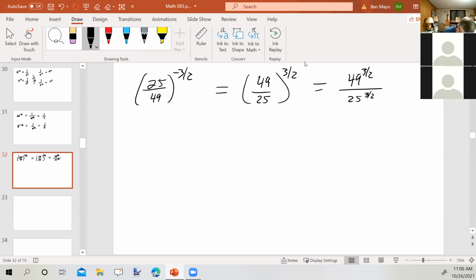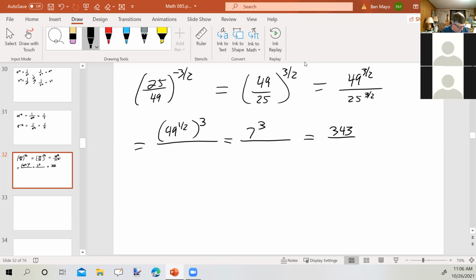Okay. I'm now going to take the numerator and I'm going to do the root first and then the power. The square root of 49 is 7. 7 cubed, I think. Let's see, I think it's 343. 7 cubed. Yep, 343 over 25 to the 1/2 power cubed, which is 5 cubed, which is 125.